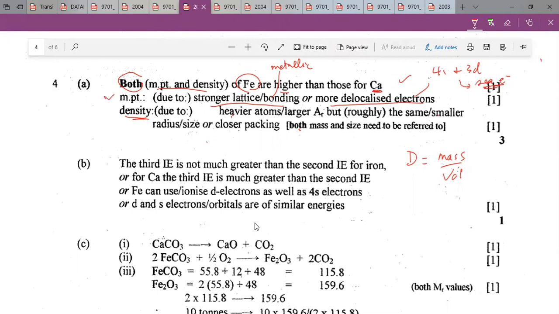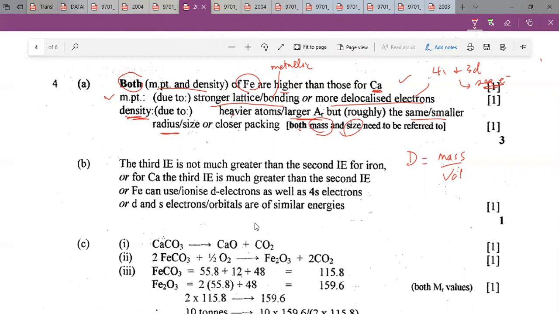The 3rd mark is for density. Heavier atoms, larger AR. Roughly say here, when you go across the period, you increase in AR, because calcium is 40 and then 41 and so forth. But same or smaller radius, so closely packed. So the idea of the radius is important. You must have the mass and the size to explain the density.